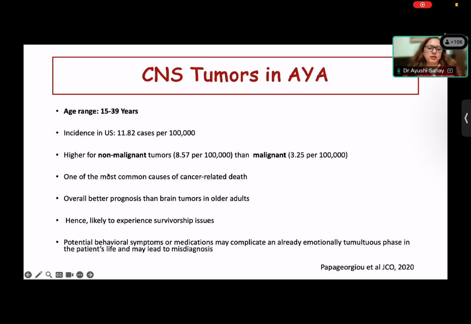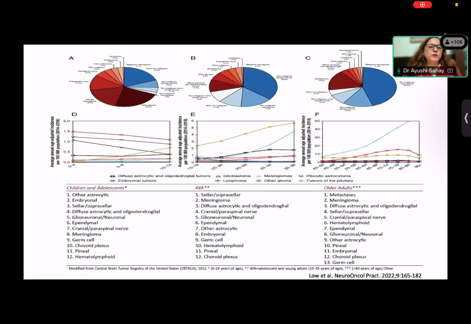In this age group, CNS tumors are one of the most common causes of cancer-related death, but they have an overall better prognosis than brain tumors in older adults. Hence, they are more likely to have survivorship issues. But the diagnosis here becomes important. Why? Because the spectrum of CNS tumors which can involve the adolescent and young adult age group is basically a mixture of what you can see in children and adolescents as well as what you can see in older adults. So the whole combination of these tumors you can see in the adolescent and young adult population.